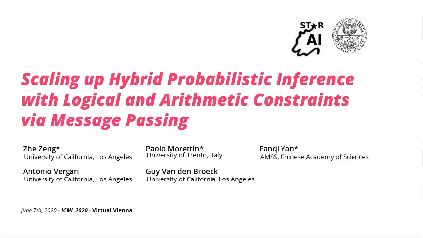Today I will present our work on scaling up hybrid probabilistic inference with logical and arithmetic constraints via message passing. This is about probabilistic inference on hybrid domains, which basically means that we have both continuous and discrete variables. We also have complex constraints, which are both logical and arithmetic constraints. To perform probabilistic inference in these scenarios and to scale to large problems, we propose a message passing algorithm.